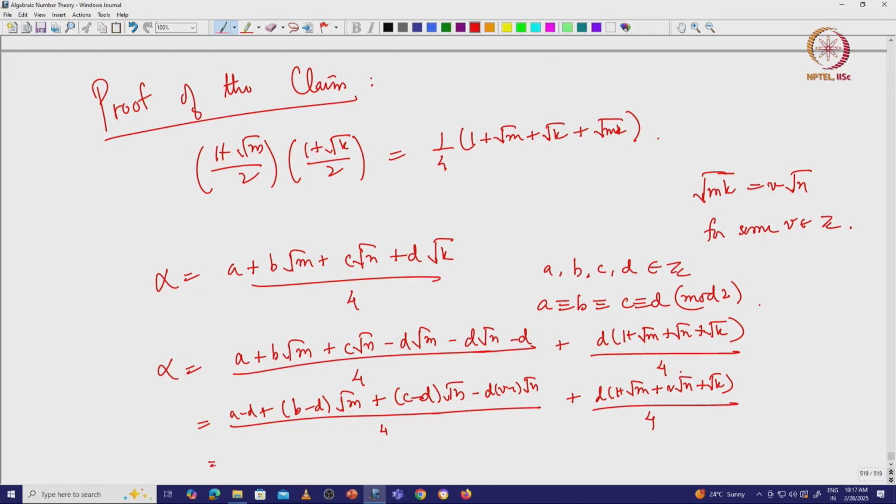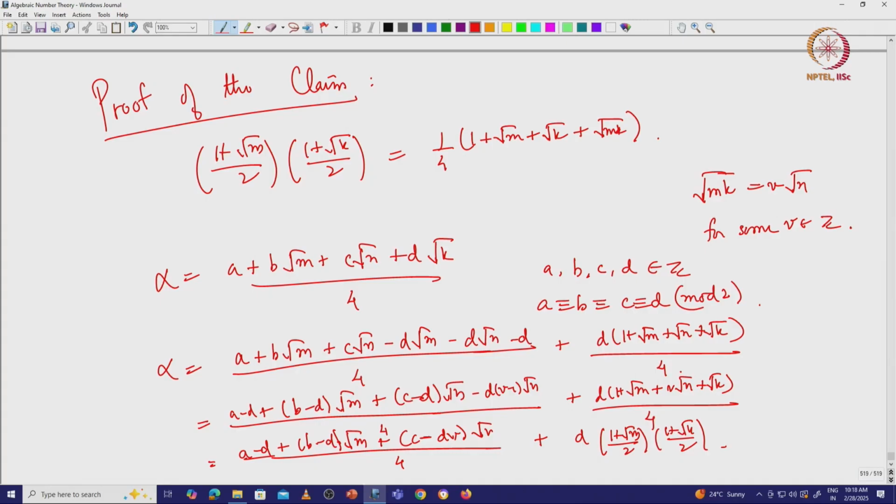Right. So, it all looks very complicated right now, but I can assure you that it will simplify in a second. B minus d square root of m plus, what is this thing? I have square root of n common and then minus d common. So, this becomes c minus dv square root of n by 4. And then this thing is d times 1 plus square root of m by 2 into 1 plus square root of k by 2, right.